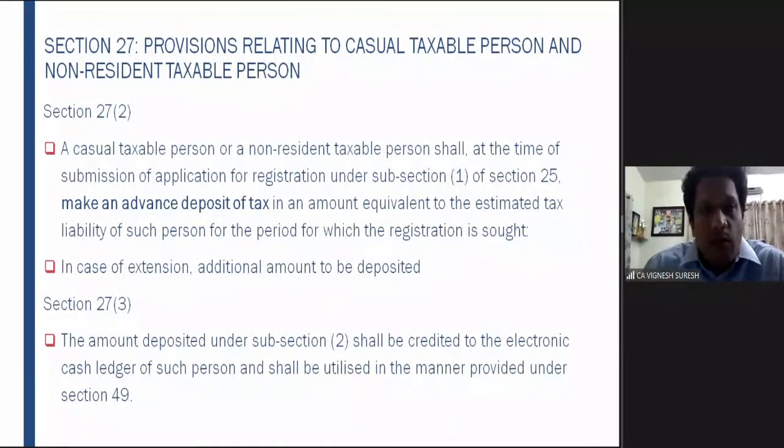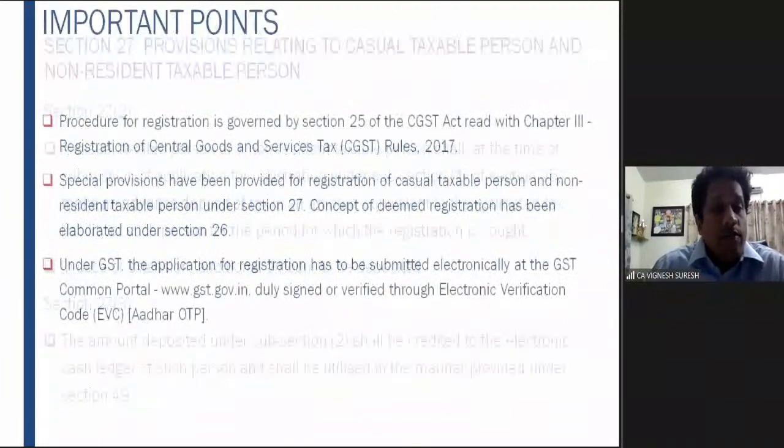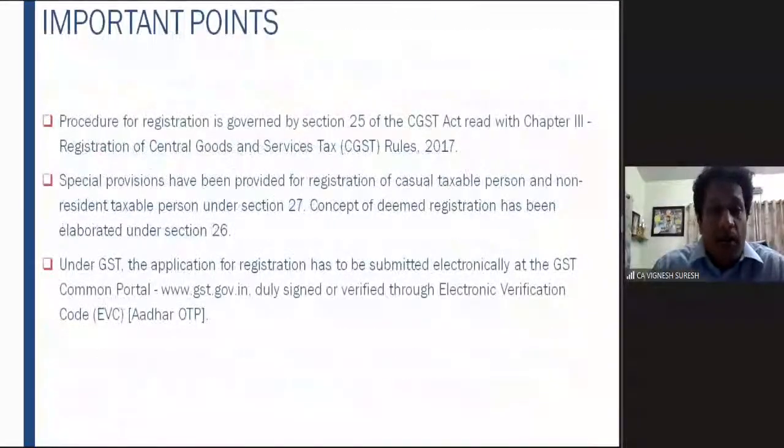So this amount, whatever you are depositing when you make this advance deposit, will get credited to the electronic cash ledger of that person. Utilization of that amount is as per section 49. Section 49 talks about payment of tax and how the credits and GST need to be utilized. The manner given in section 49 has to be followed. That is your section 27, right?